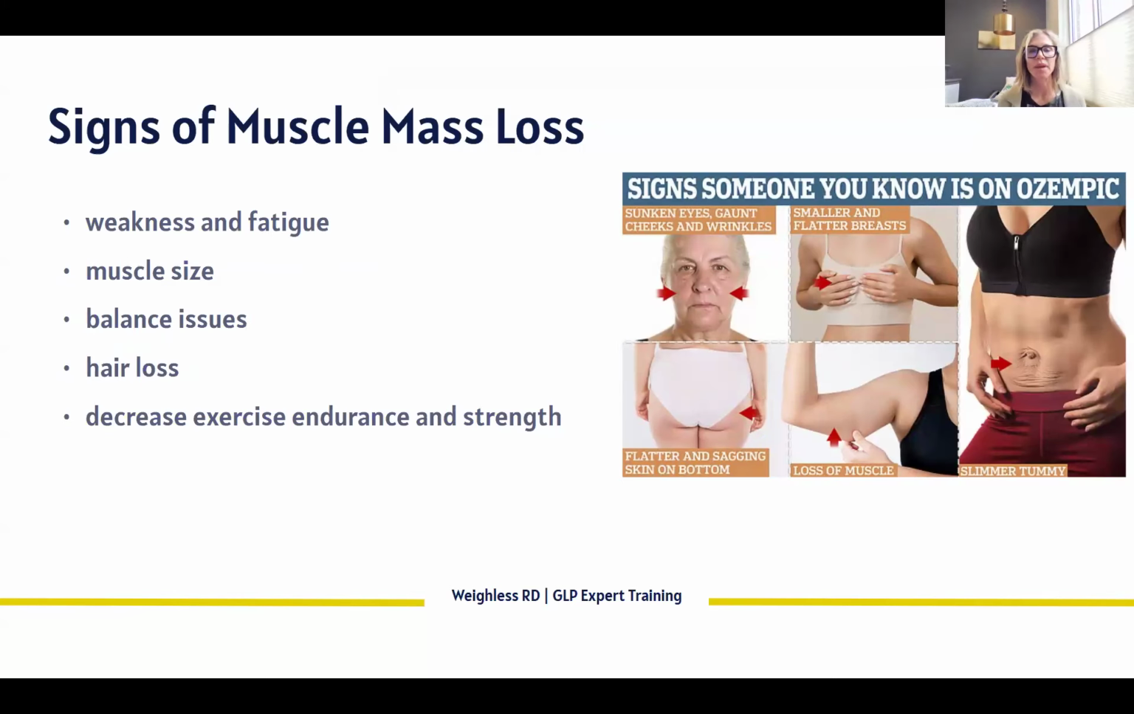And then there's muscle mass. So signs that someone is losing muscle, they might report that they're just getting more tired, they feel weaker, they feel it in their muscles, they are getting smaller. If it's an older patient, maybe they're having more balance issues. I mean, hair loss can be a sign. And people that report a decrease in exercise endurance and strength is a really obvious sign as well.